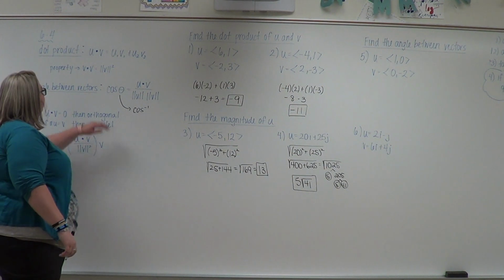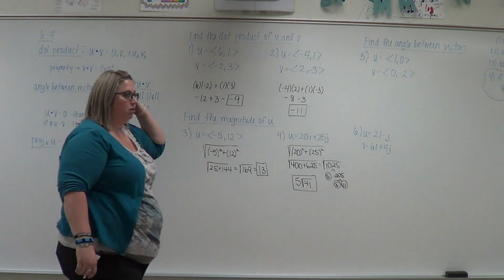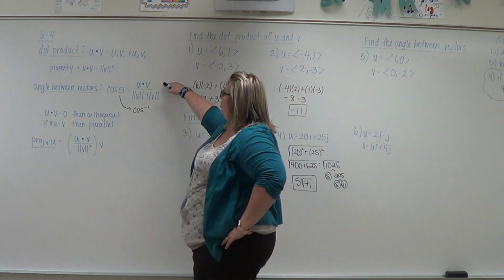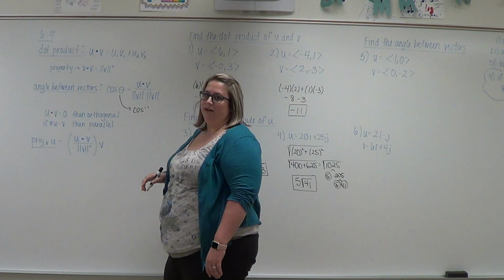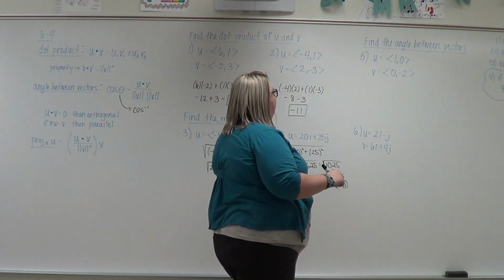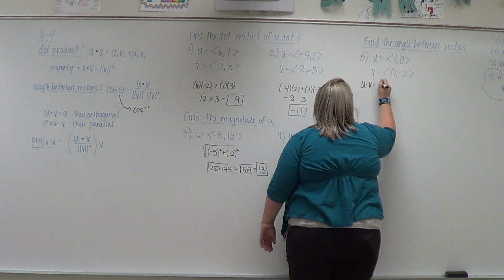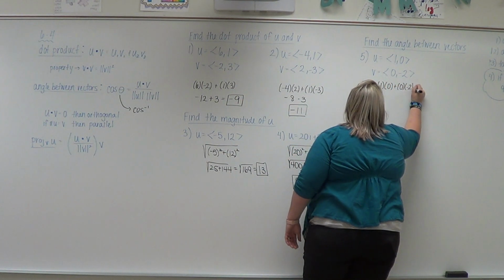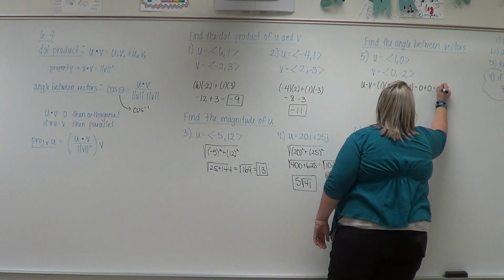Okay, all right, so we've done the dot product. Now we're going to move on to angles between vectors. You're going to be given two vectors. This is your formula, so you need the dot product and you need the magnitudes of u and v before you can even worry about this formula. If I want to find the dot product, that would be 1 times 0 plus 0 times negative 2. So this is 0 plus 0, which is 0.